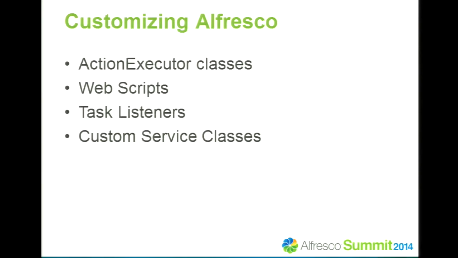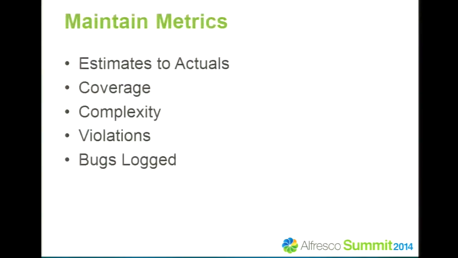In terms of Alfresco, every action executor class you do, every web script you do, they should have one single purpose, just one responsibility. By doing this, you'll keep your code tighter, and it'll also be more modular. You'll be able to plug and play it easier. You'll be able to make it more reusable. Task listeners in the workflow, same thing. You don't have to have just one task listener that has all the code in it. You could have multiple task listeners and have all those different responsibilities separated out and easily modular.